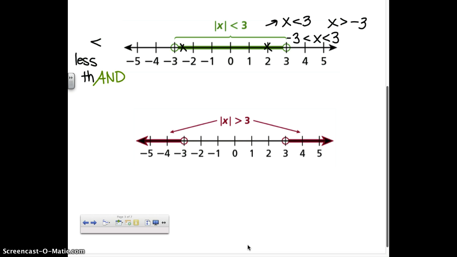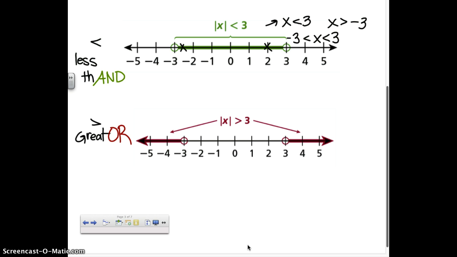And when we put that together, we get that inequality sandwich that we've talked about. And that's an and situation. Less than is an and situation. So greater than is an or situation.